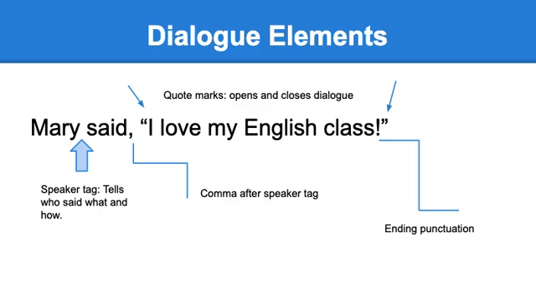Then we have a comma right after the word said and the first quotation mark. The quotation marks open and close what's being said. So after the comma, we have a quotation mark, and Mary is saying, "I love my English class!" and she has an exclamation point for her ending punctuation, and then the quote ends with quotation marks. So speaker tag, comma, quotation marks, what's being said, ending punctuation, and ending quotation mark.